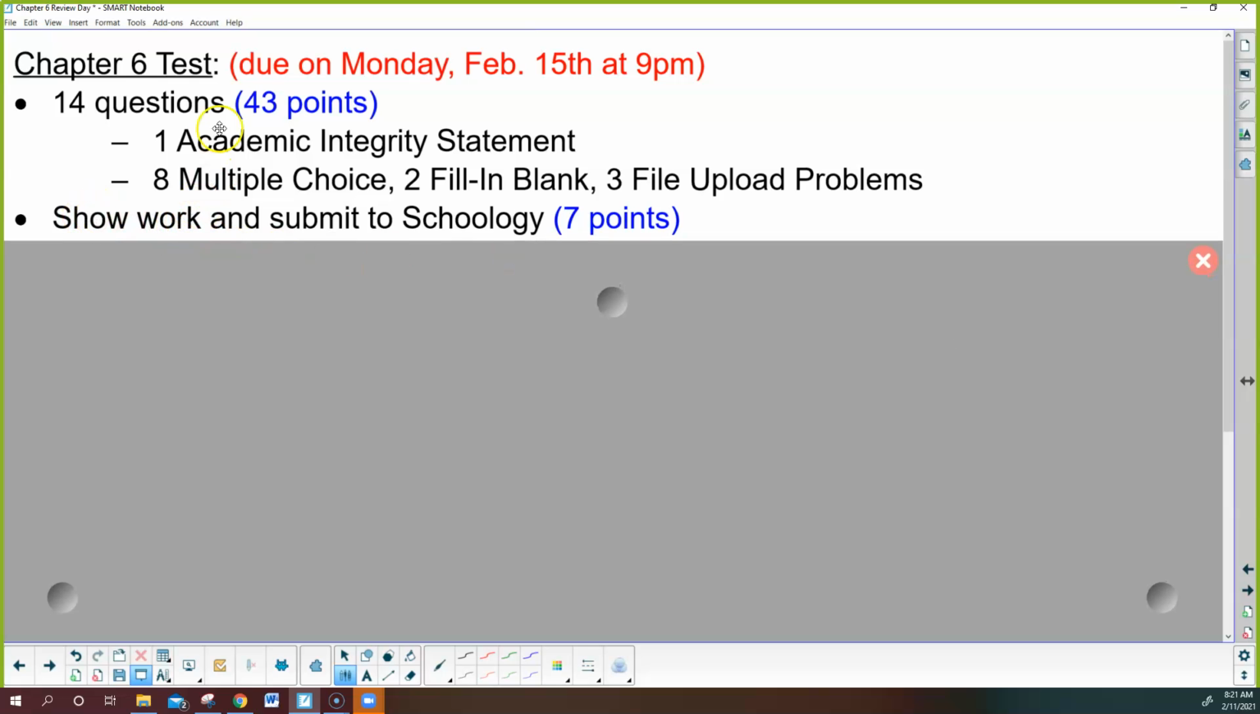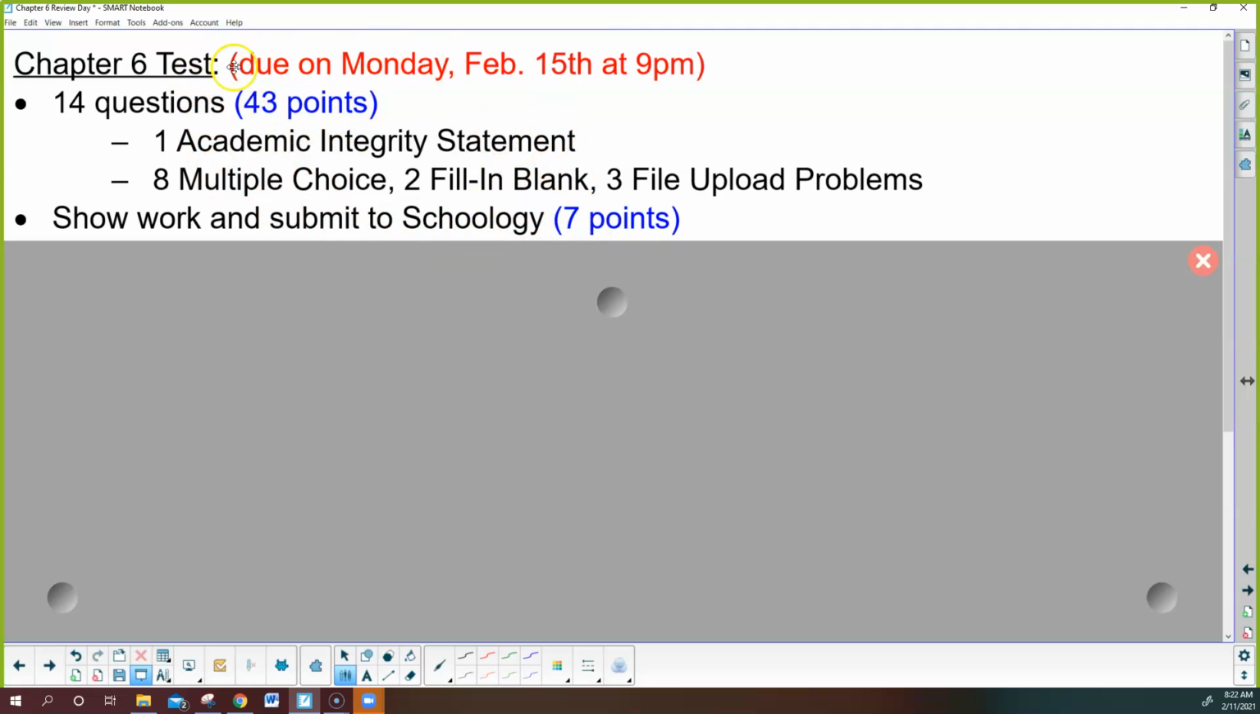You have to show your work for almost every problem. The ones that are really quick, I understand, ones where you can look at a graph and get your answer, those don't need work. But any problem that requires work, you should be showing work on a separate sheet of paper. And then when you're all done, you're going to submit all of that work to Schoology for 7 points. And that's 7 summative points, which is a total of 50 points.